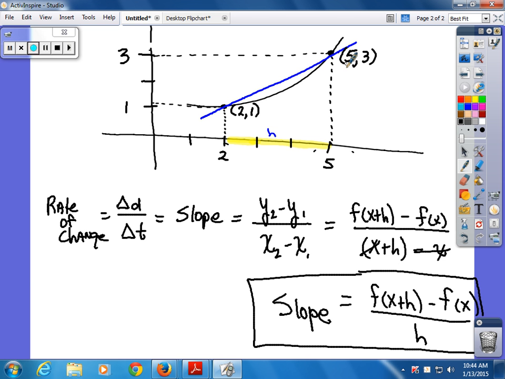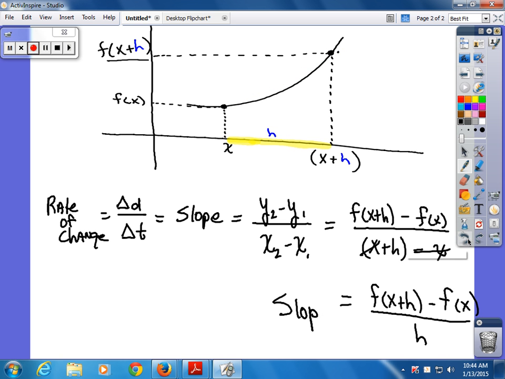Now I want to find the slope of this blue line. That would be 5 minus 2 over 3 minus 1, which is 3 over 2. So there's our slope. The only difference is that here I put the numbers in, and here I don't have numbers. And that gives you what's called the basic difference quotient.